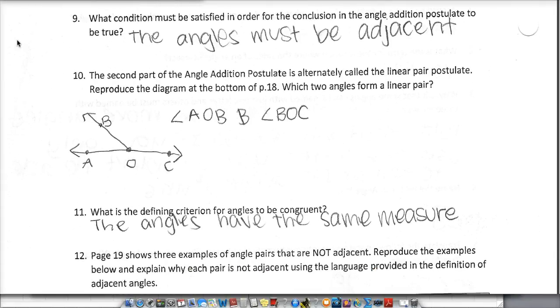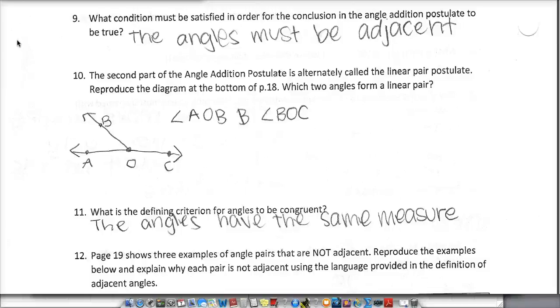Number 9 was another good way to see if students were really reading. It asked what condition must be satisfied in order for the conclusion in the angle addition postulate to be true. So in order to really get into that question, students first of all had to know the hypothesis and conclusion of the angle addition postulate. And this student correctly identified the condition that the angles must be adjacent. So again, this is something that students probably wouldn't be able to answer the first time just by looking at the question. It forced them to kind of grapple with it and spend some time reading more deeply. And that was really my goal.